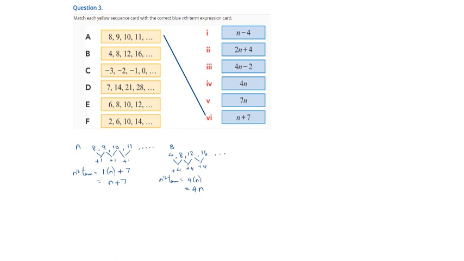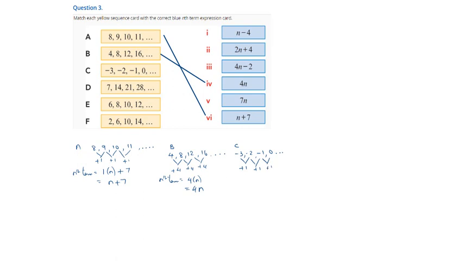So B matches with 4n. Now moving on to C. The sequence is minus 3, minus 2, minus 1, 0. Now minus 3 plus 1 gives minus 2, minus 2 plus 1 gives minus 1, and minus 1 plus 1 gives 0.